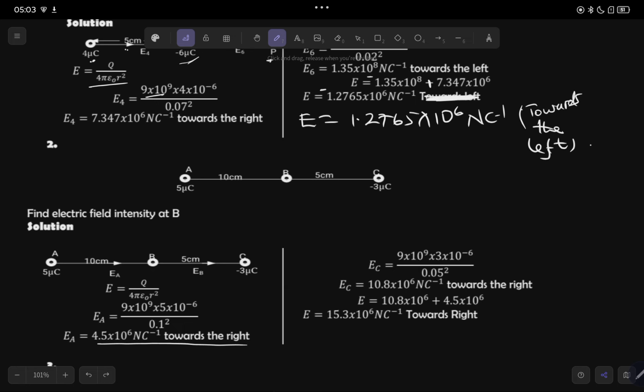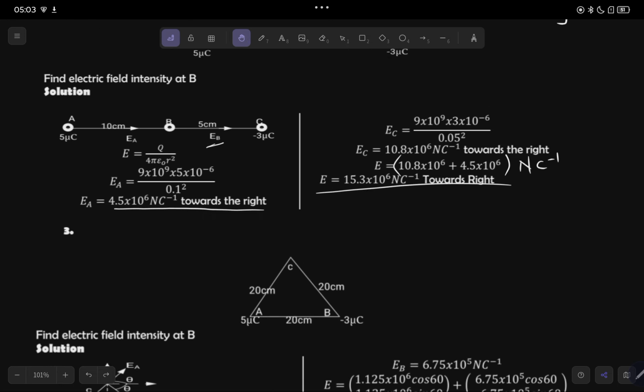Then the charge C is negative. So what happens when a small positive charge comes near a negative 3 microcoulomb charge? That small positive charge will be pulled towards the negative charge. So that's why you're seeing the electric field intensity due to the charge at C pointing towards the right. So they are both positive since they are both pointing towards the right. To get the resultant electric field intensity E, always endeavor to respect the units of these quantities. We get 15.3 times 10 power 6 Newton per coulomb towards the right.